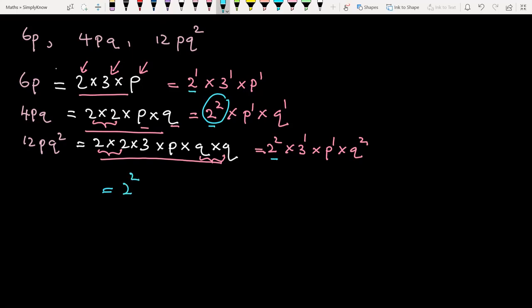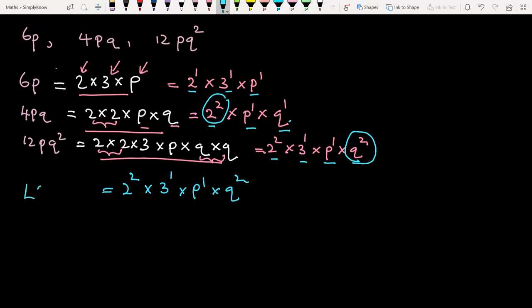Then greatest power of 3, 3 to the power 1 here, and here also 3 to the power 1. Then it should be 3 to the power 1. Then greatest power of p is, everywhere we have p to the power 1. Therefore, it should be p to the power 1. Then greatest power of q is, we have q to the power 1 here, and here we have q to the power 2. So it should be q to the power 2.